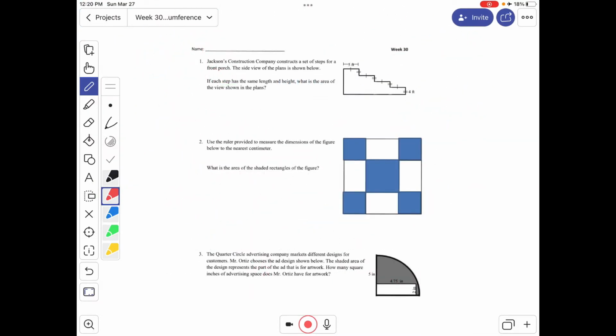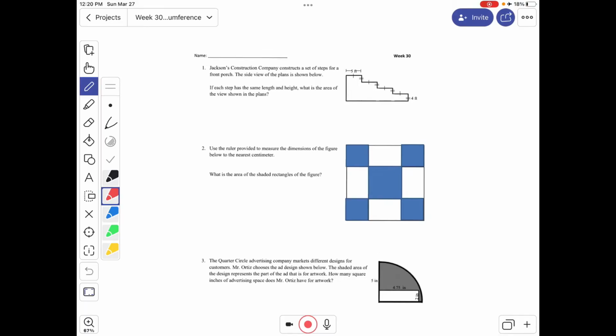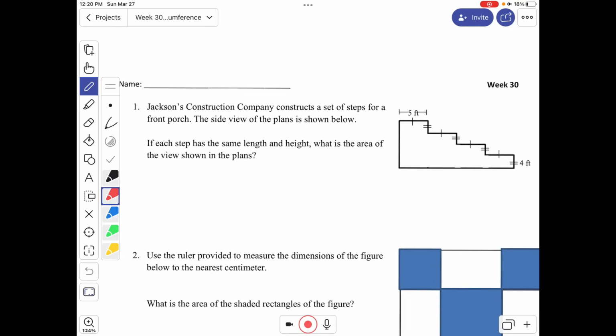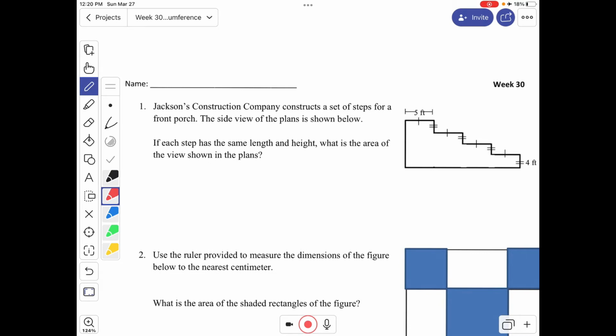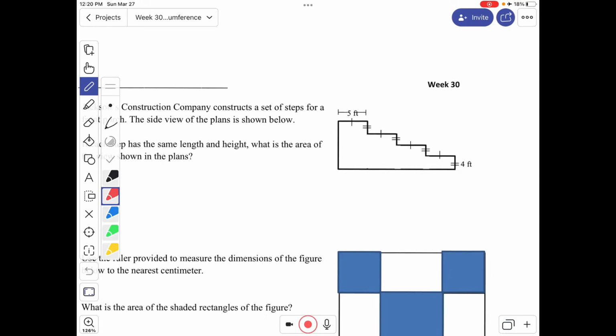Now let's do a few practice questions together that use these different formulas for circumference and area. Number 1 says Jackson's construction company constructs a set of steps for a front porch. The side view of this plan is shown below. If each step has the same length and height, what is the area of the view shown in the plans?